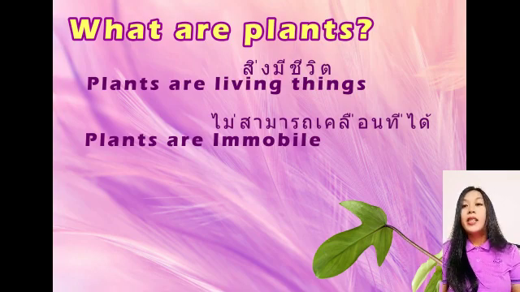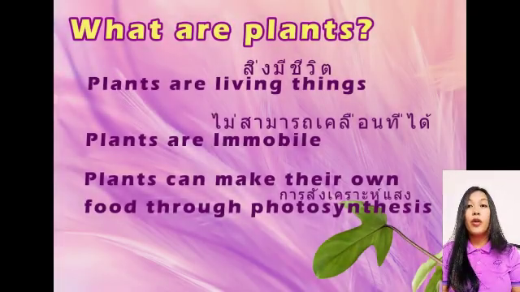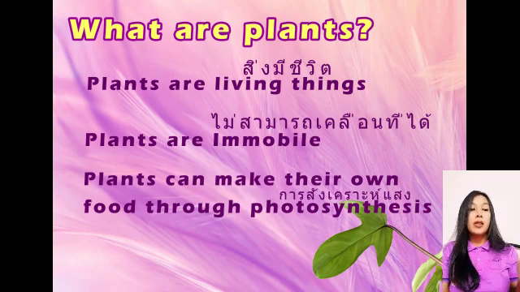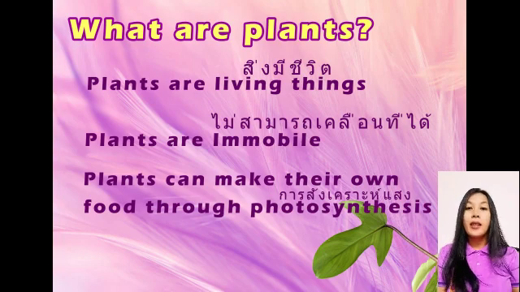Next is plants can make their own food through photosynthesis. So plants, not like animals, not like human beings, we need other living things to eat. For example, we eat fish, we eat meat, we eat other plants. For example, we eat potatoes, we eat vegetables. So plants can make their own food through the process of photosynthesis.